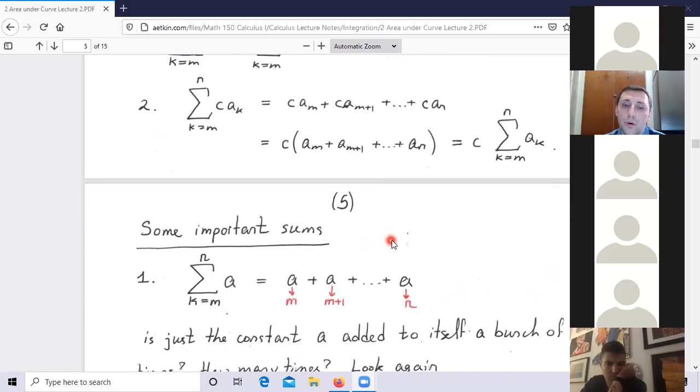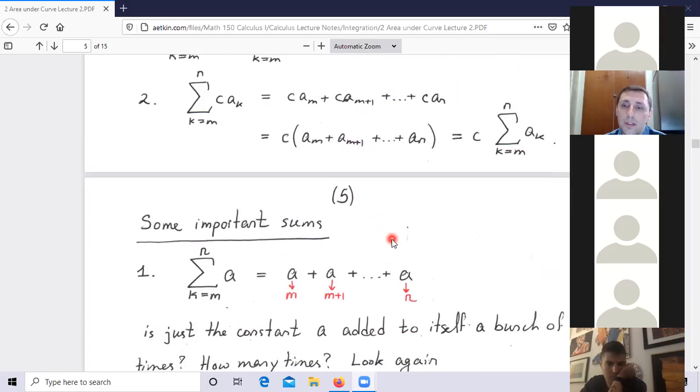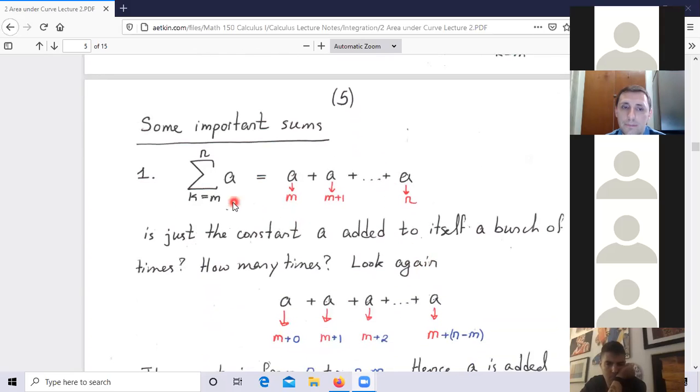So here are some important sums. The first summation is just of a constant number, where I go from m to n. So it's n minus m plus 1. How many times do I add the summation?